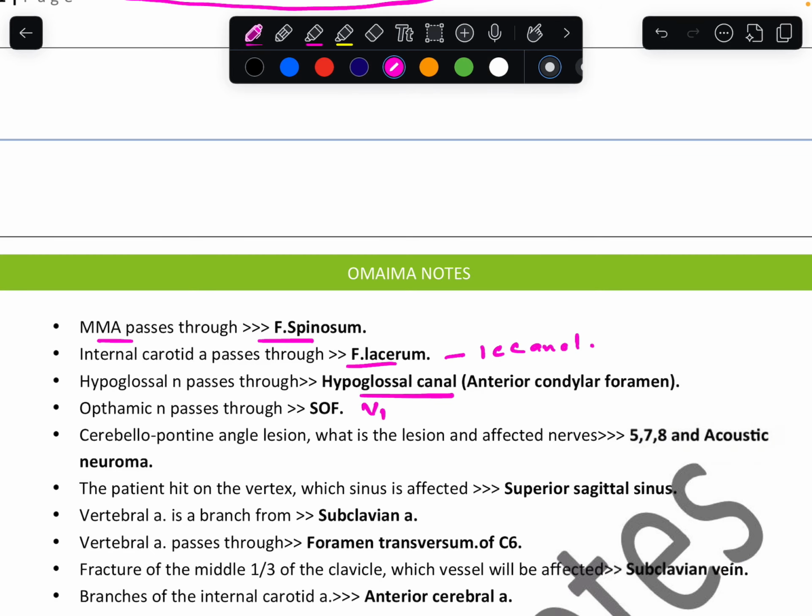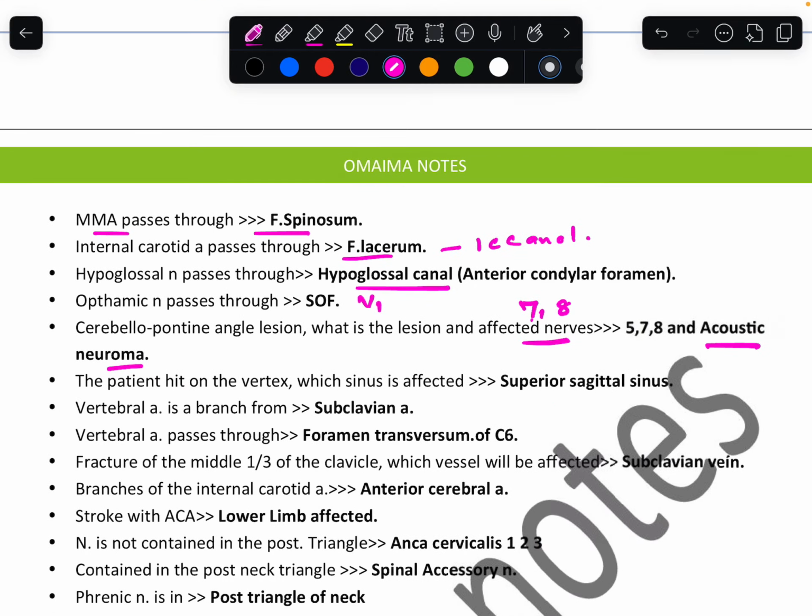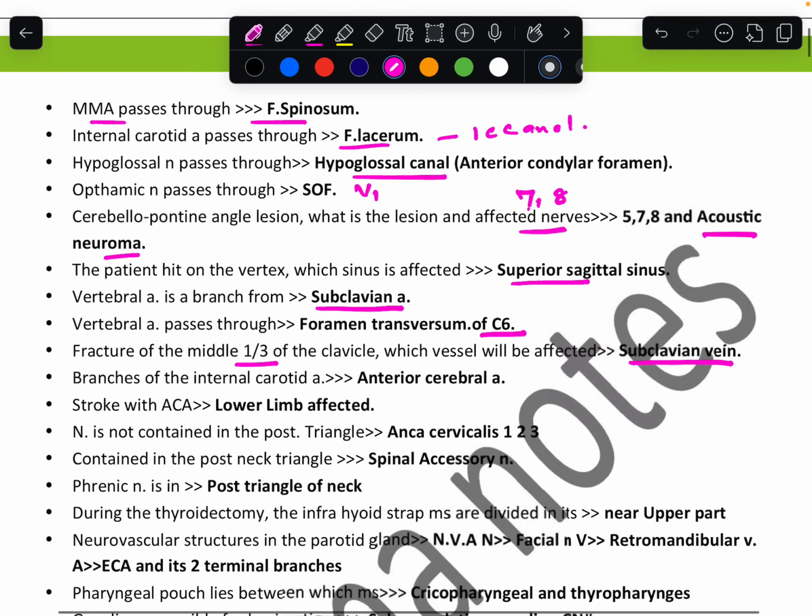Cerebellopontine angle lesions commonly affect the 7th and 8th nerves, facial and vestibulocochlear: acoustic neuroma. Patient hit on the vertex: superior sagittal sinus. Vertebral artery is the first branch of the subclavian, and passes through the foramen at C6. Fracture of the middle third of the clavicle: the subclavian vein is very close.